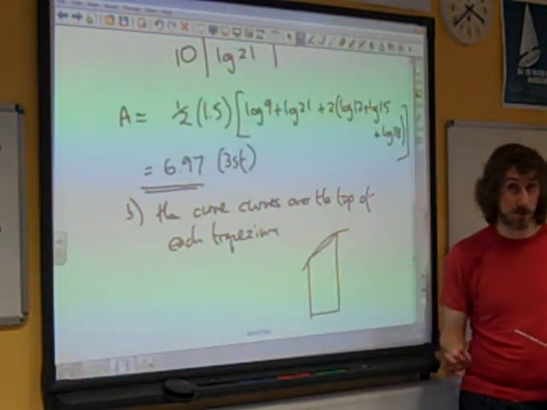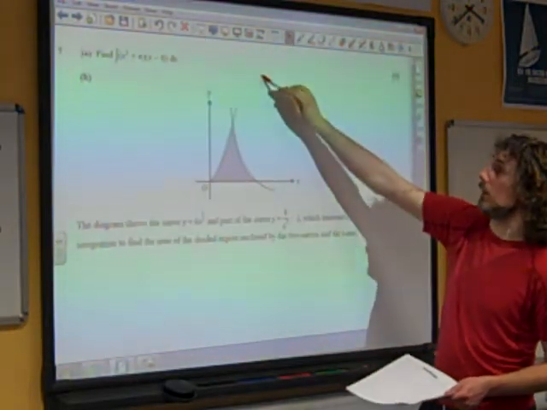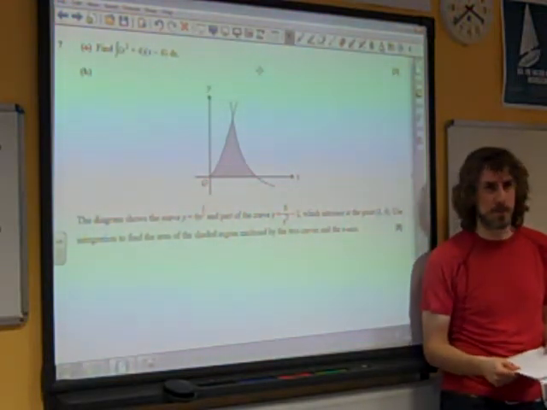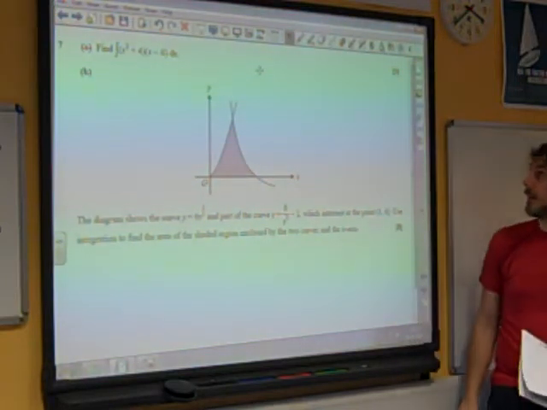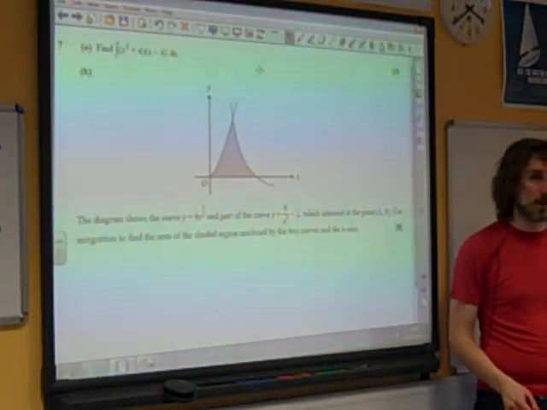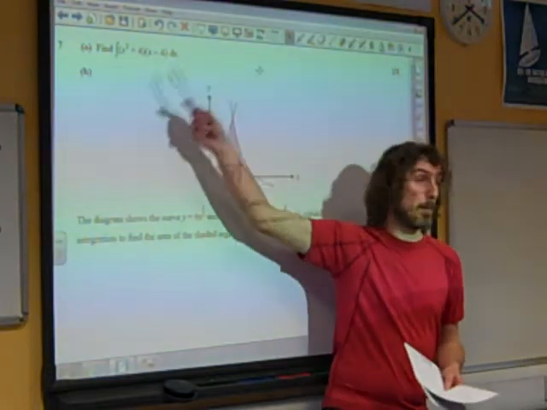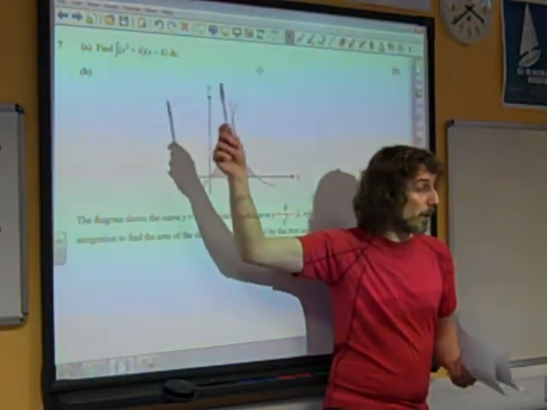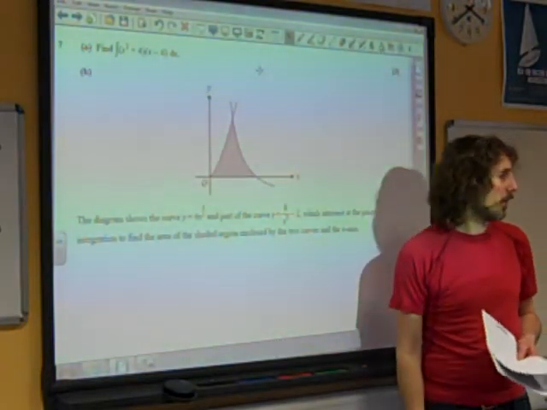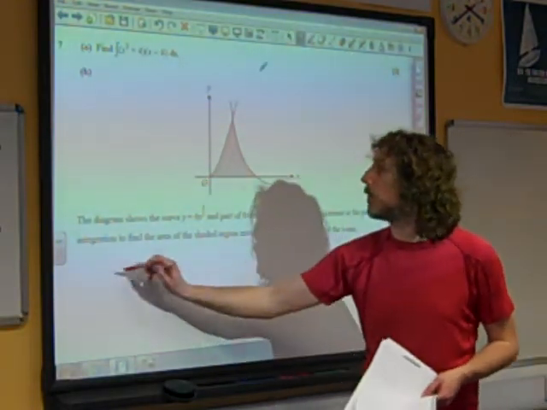Question seven. Now this is an awful lot of marks. This is about 15% of the paper. 8 and 3 marks, 11 marks. Remember what we talked about earlier? This is part A and B. So we've got two unconnected bits of stuff, both about integration. So let's deal with part A first, because that's not too bad.